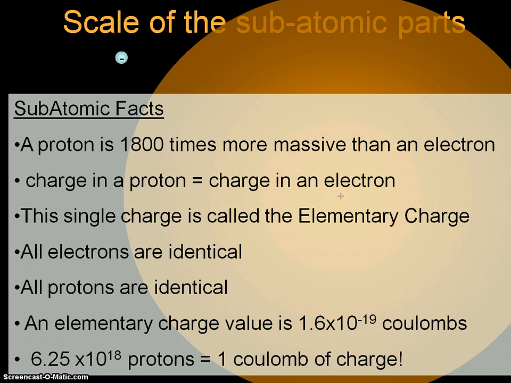A couple of interesting facts. All electrons are identical. All protons are identical. It's not like I can identify one electron or separate one electron from another, or I have a single proton. I can't say, oh, there's Henry the proton, and then there's Fred the proton. No, all protons are indistinguishable from each other. All electrons are indistinguishable from each other.